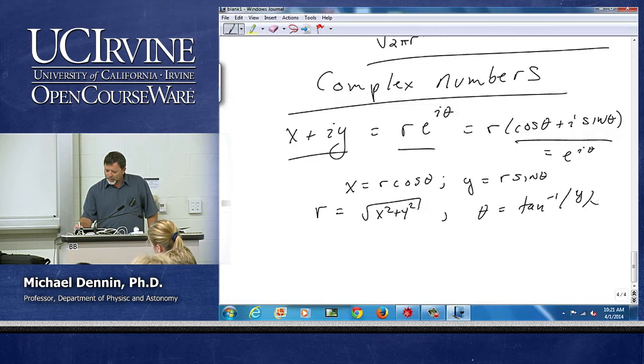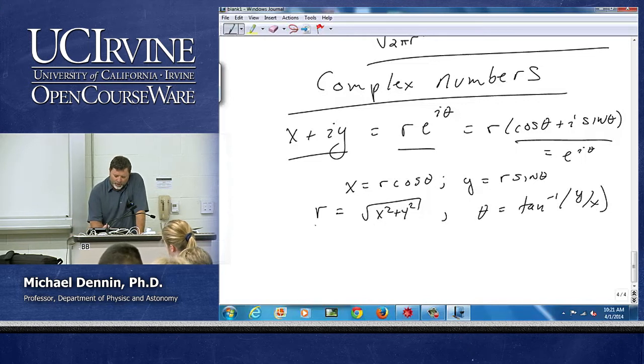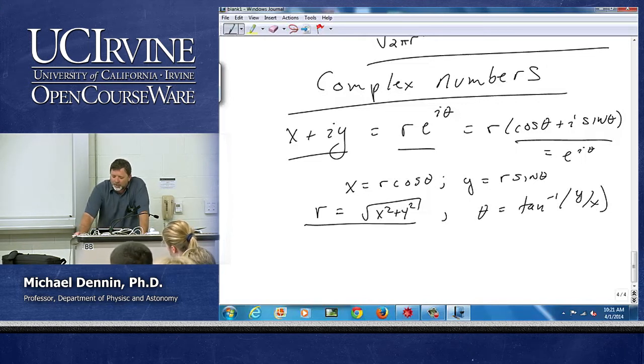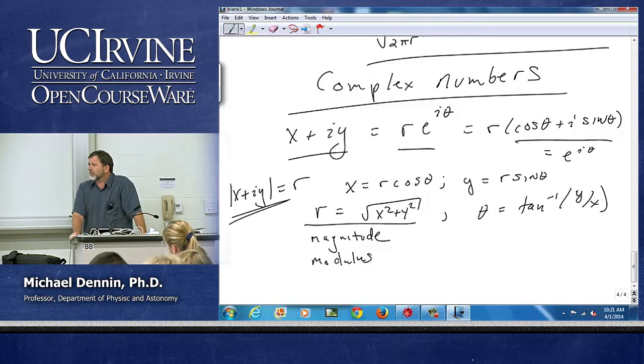Now, this is the one notational language thing that's a little weird. So r, give me some names for r. What would you call r besides r? You're not allowed to say r. Radius. It's not a radius. It's a magnitude. Okay, we can call it the magnitude. What else would you call r? The modulus. That's a good thing to call r. Because it is the modulus. The modulus of x plus iy is just r. It's the square root of x squared plus y squared.